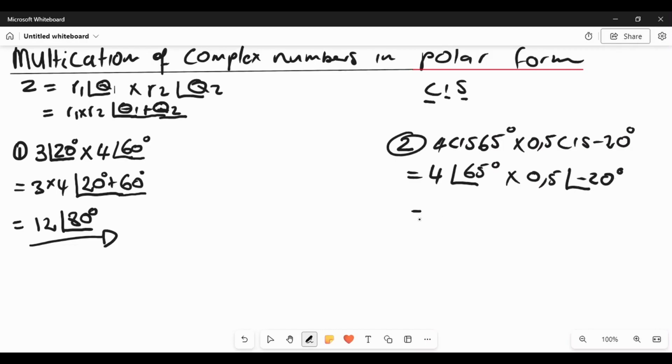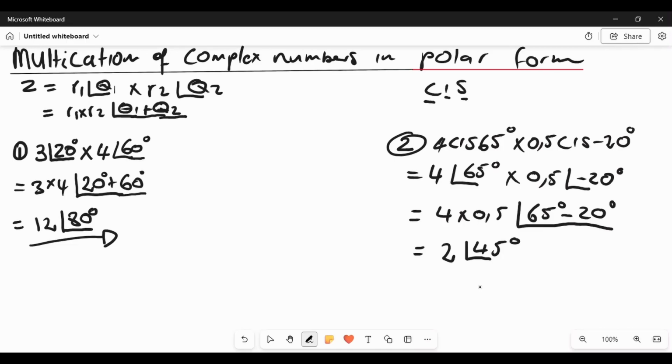Right, so from there we multiply now. Remember, the moduli multiply each other. So it's going to be 4 multiplied by 0.5. And then the arguments, they're going to add or subtract. In this case, 65 degrees is positive, minus the 20 degrees. And then this is going to give us 2. Our angle, which is the argument, is going to be 45. I hope you guys understand this. Really, it was not that difficult.